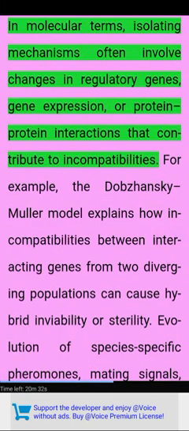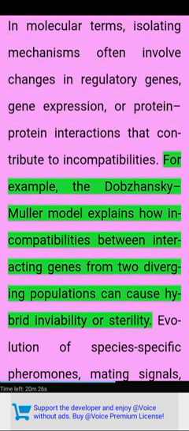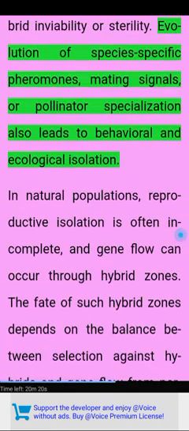In molecular terms, isolating mechanisms often involve changes in regulatory genes, gene expression, or protein-protein interactions that contribute to incompatibilities. For example, the Dobzhansky-Muller model explains how incompatibilities between interacting genes from two diverging populations can cause hybrid inviability or sterility. Evolution of species-specific pheromones, mating signals, or pollinator specialization also leads to behavioral and ecological isolation.